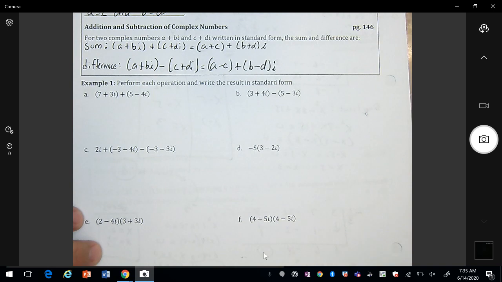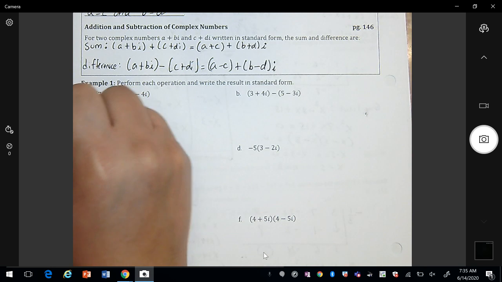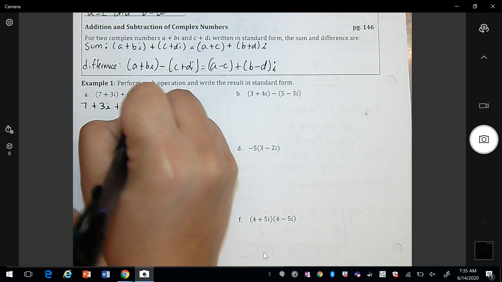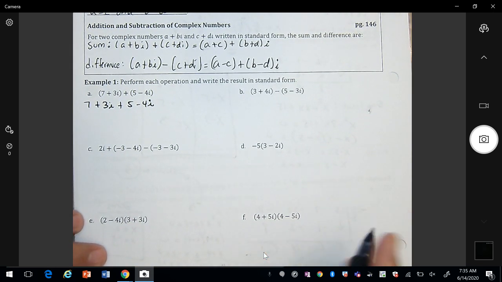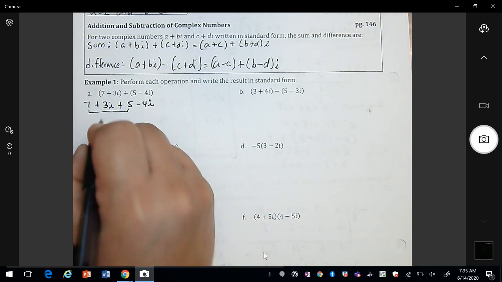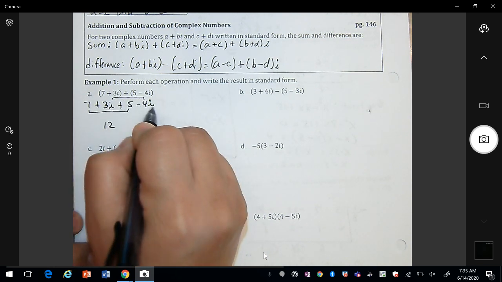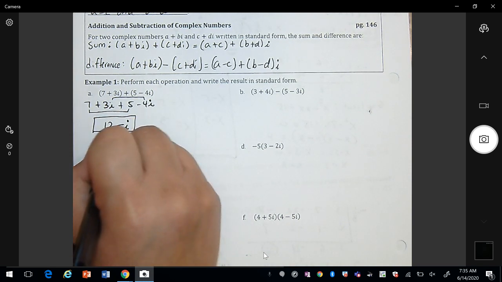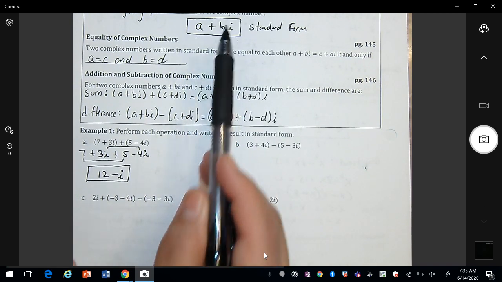if we want to perform each operation, then another way you can look at this is as follows. We have 7 plus 3i plus 5 minus 4i. Basically, it works like if you were adding variables. We can add the two real parts together. 7 plus 5 is 12. And then we can add the imaginary parts together. 3i minus 4i is -i. You want to make sure this is in standard form, which it is. The standard form is the real part and then the imaginary part.